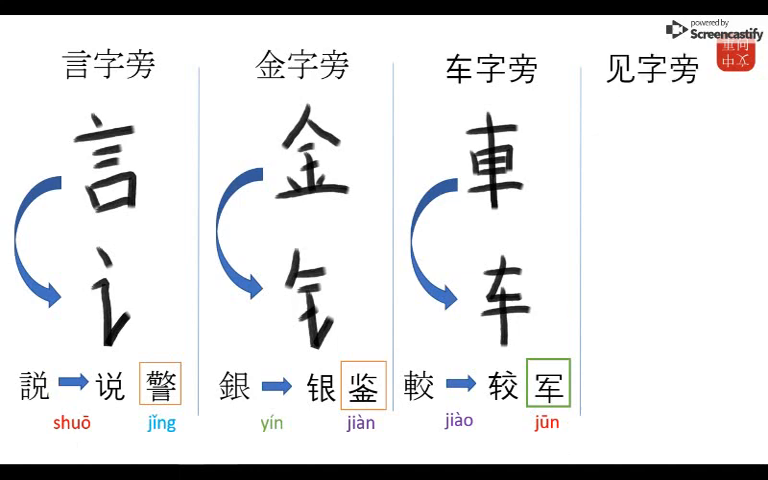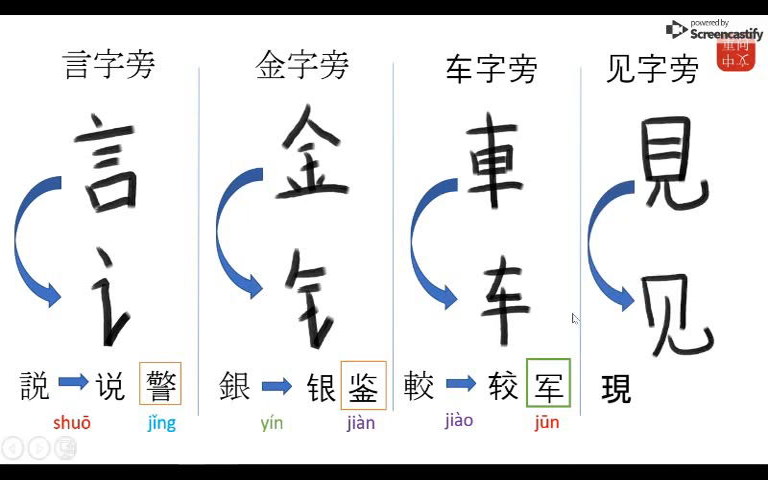And lastly, we'll have the character 见字旁, this character for seeing or looking. And here we can see the character 线, which has been simplified as such. Important to note that the character 被, which I've marked here in orange, is also simplified in a very similar way to 见.